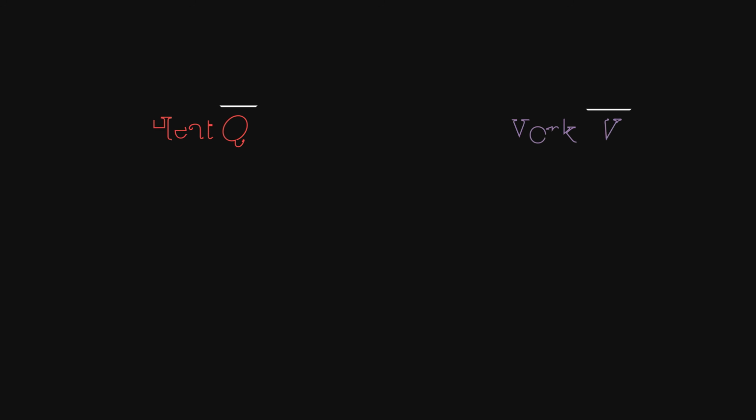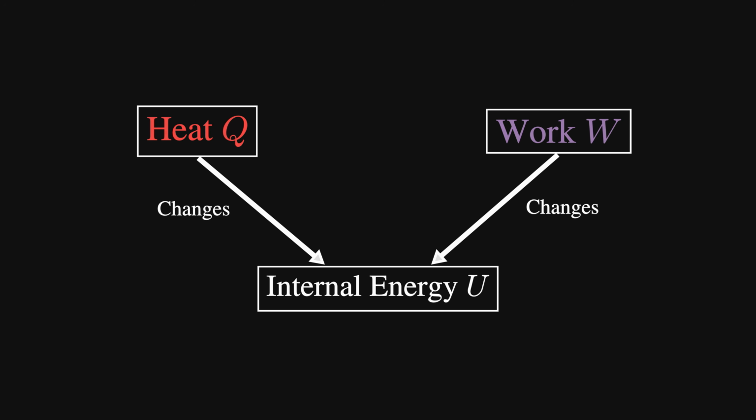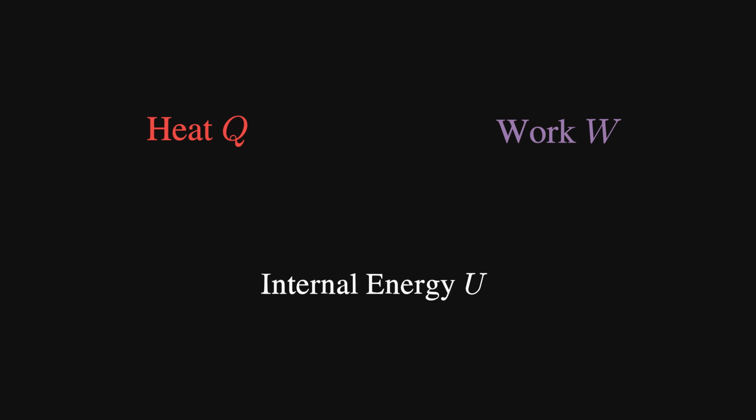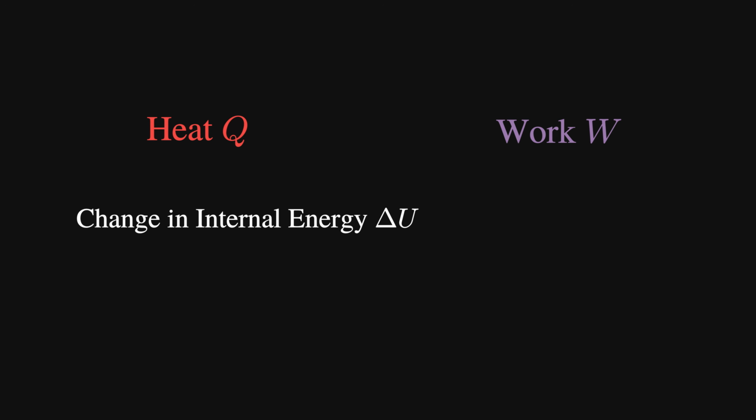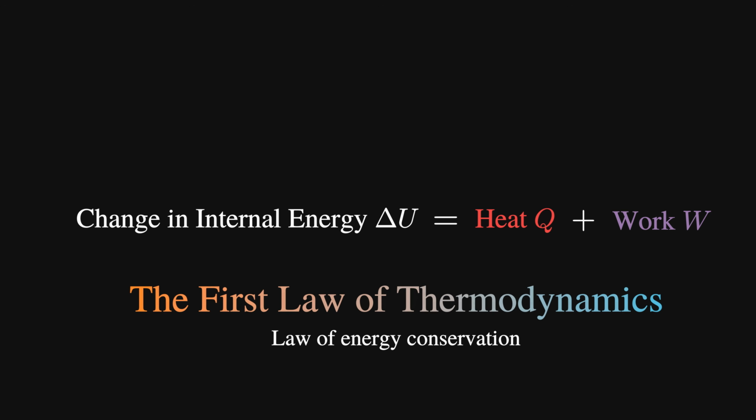So overall, we've shown that we have two ways to change the internal energy of a system, heat and work. We can write that the change in internal energy, delta U, is equal to the heat applied to the system plus the work done on the system. All we are doing here is stating that energy is conserved in nature. This simple equation is also known as the first law of thermodynamics.